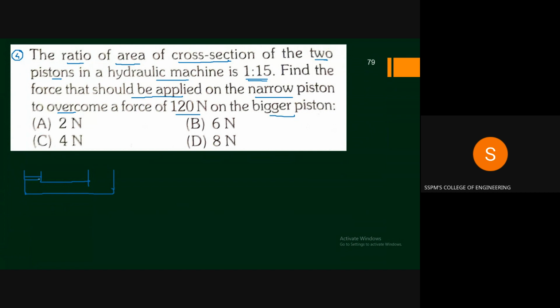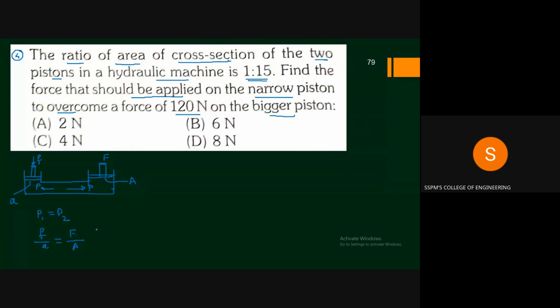So this is the smaller piston. On the smaller piston, you can assume this force as small f. This is the bigger piston. On this, assume the force as capital F. This has an area small a. This has an area capital A. And pressure is same. So pressure gets equally transmitted on both sides. So we can write the equation P1 equal to P2. So P1 is force upon area. On the bigger piston, force is F divided by capital A.